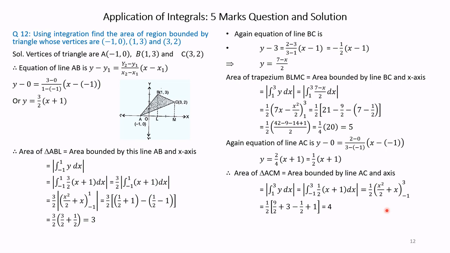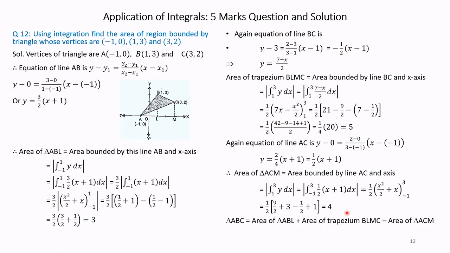Therefore, that becomes 1 by 2 outside. Putting the upper limit x equal to 3 in this equation, we get 3 into 3 is 9 by 2 plus 3, minus the lower limit: 1 by 2 minus of minus 1, which is plus 1. Simplifying, we get that area as 4 square units.